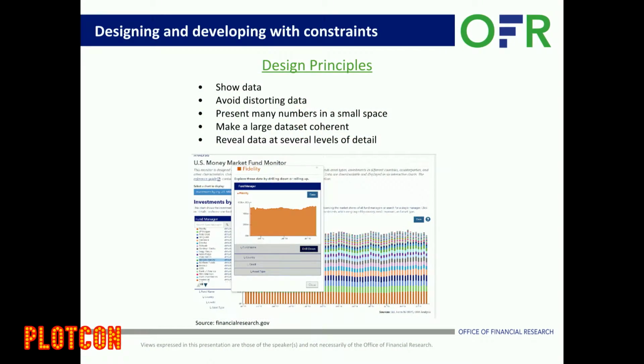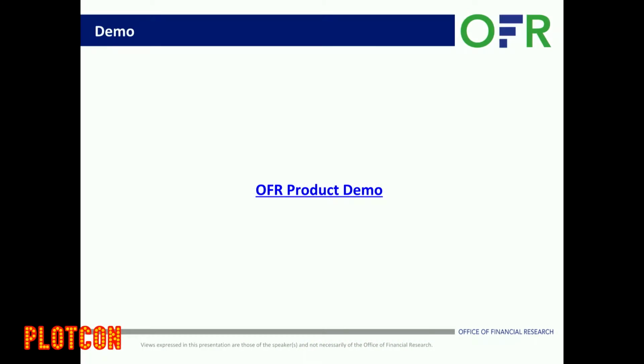Some of the design principles: we wanted to show the data and not distort it, so you won't see any pie charts in any of our visualizations. We wanted to present a lot of numbers in a small space to show both the aggregated industry view, but then allow users to drill down to the most disaggregated level. We also wanted to make sure that the data set was coherent and allow the user to traverse the data. What you see here is a screenshot of a modal pop-up, which allows you to traverse the data. So now we're going to do a live product demo.